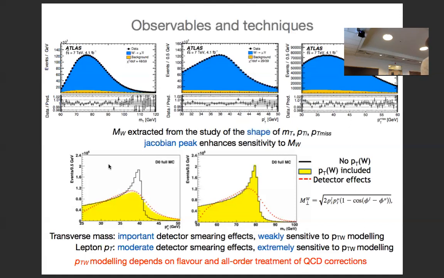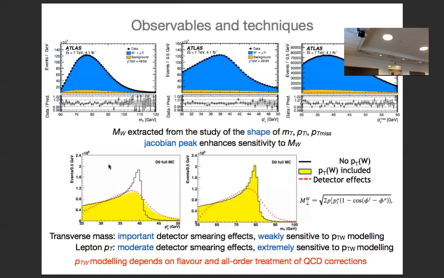And in this region, as in all regions at the edge of the phase space, you have multiple emissions of gluons. And this is really sensitive to higher order QCD effects. As you can see, for the transverse mass, the theoretical predictions without pTW modeling and with pTW modeling are almost the same. With pTW modeling, of course, I mean soft gluon resummation and higher perturbative effects that give rise to the pT of the W.